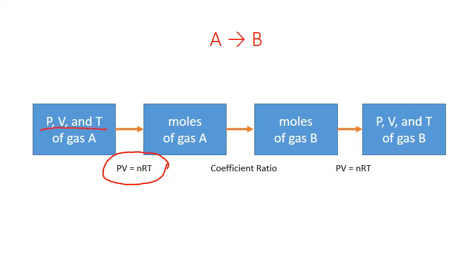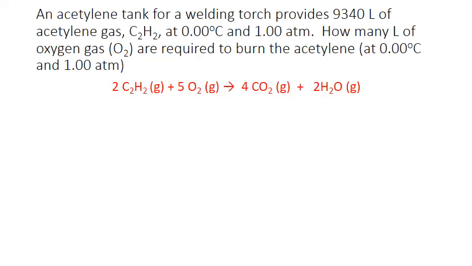In the same way, we can convert out of moles, if we know that, of a gas, into either pressure, volume, or temperature. And this fits very well with our stoichiometry calculations, which all rely upon, at their heart, a conversion of moles of one substance into moles of another substance, using the coefficient ratio from the balanced chemical equation. Let's look at an example.